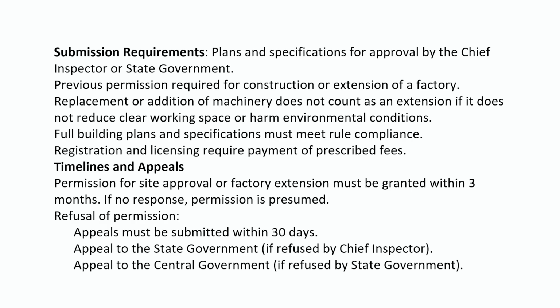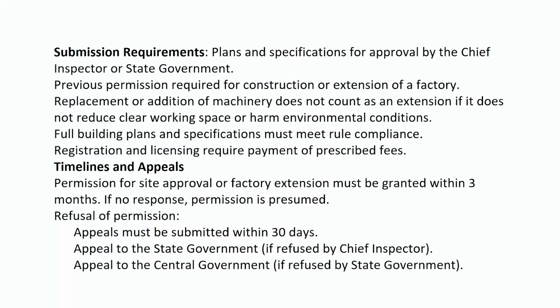So previous permission is required for the construction or the extension of the factory, because if the employer thinks they want to extend the factory, they can't do it without it. So for this they need previous permission for the extension of the factory. The replacement or addition of machinery does not count as an extension if it does not reduce the clear working space or harm environmental conditions. Of course, they can add machinery if they have enough space and think it won't be hazardous or interfere with the working of the factory. They can add the machines, and the full building plans and specification must meet the rules compliance.